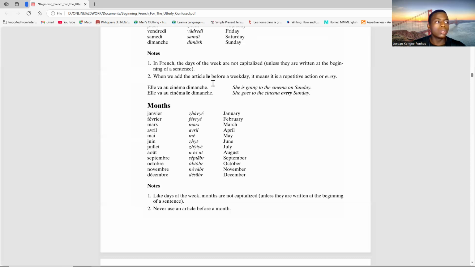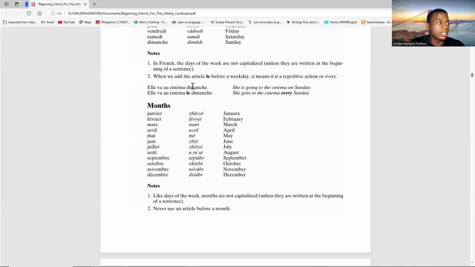When you add the article le before a day of the week, it means a repetitive action on every day. Normally you don't add articles to the days of the week in French. Sometimes students attempted to say un lundi or dans lundi or sur lundi. There's nothing like that in French. Normally, if you want to say on Monday, you simply say lundi. But if you use the article le, like le lundi, it will mean on Mondays, every Monday or each Monday, indicating the repetitive action on that particular day of the week.